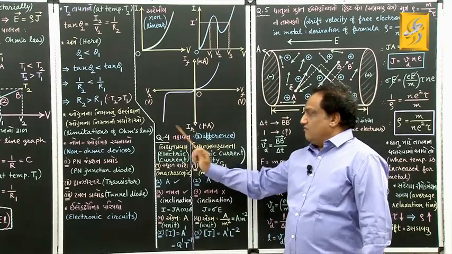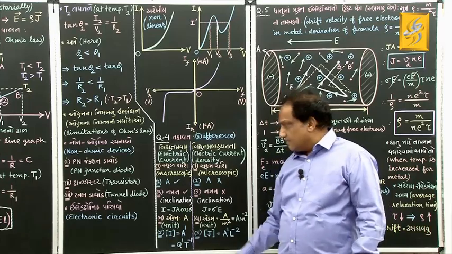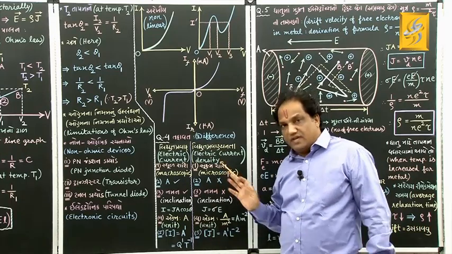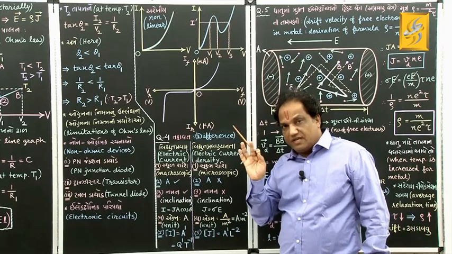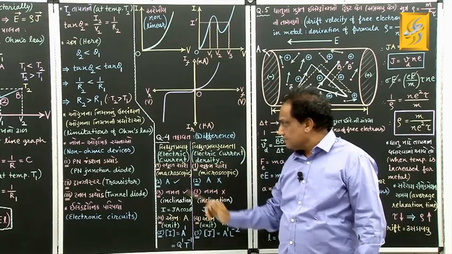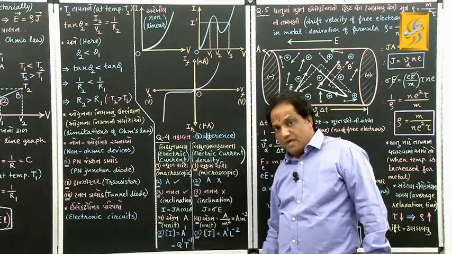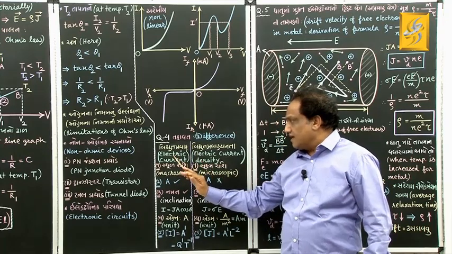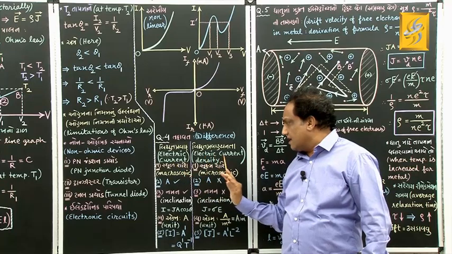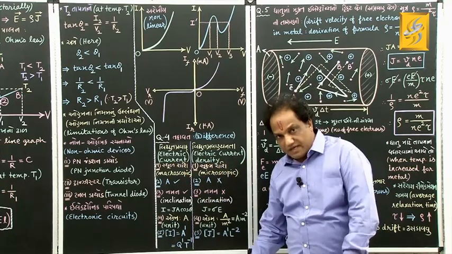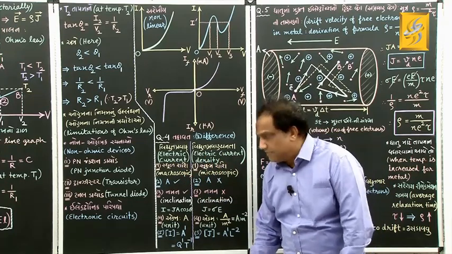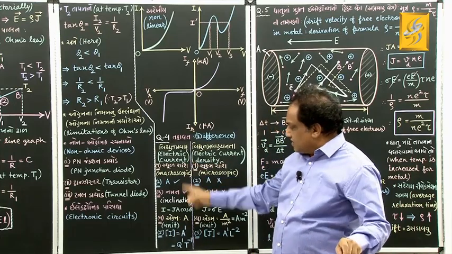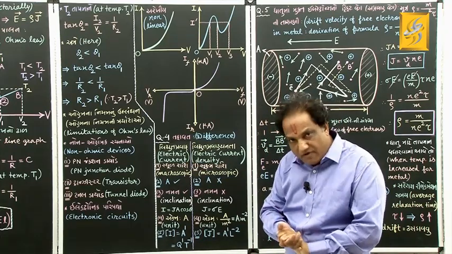Now let us see one very good extra question. This question is not directly given in the textbook. It is worth asking in the school examinations. Look, question number 4: some points of difference between electric current and electric current density. Let us see all these points of difference one by one.